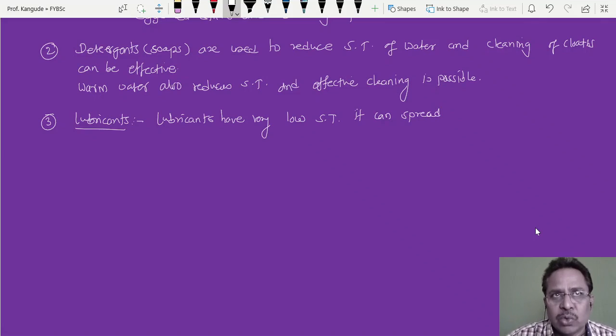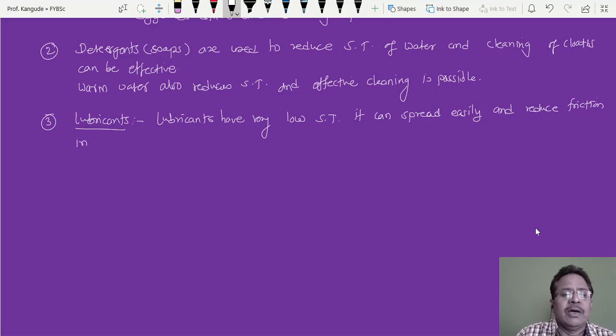Okay, note this: the lower the surface tension, the greater the spread of that liquid. The higher the surface tension, the lower its spread. So the lubricants which have very low surface tension are said to be good lubricants because they can reach each and every component or part of that machine, and thereby friction can be reduced. So lubricants have very low surface tension. They can spread easily and reduce friction in machines. Okay, all types of machines.